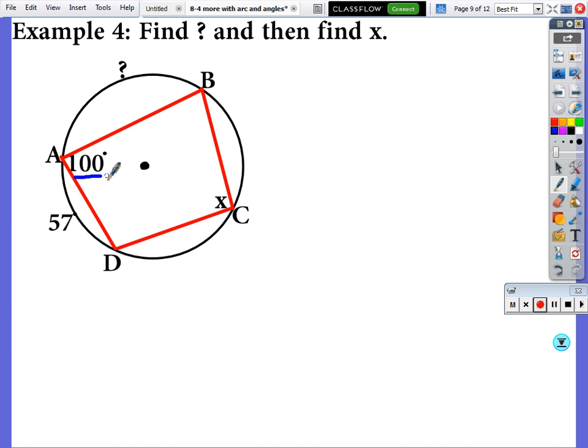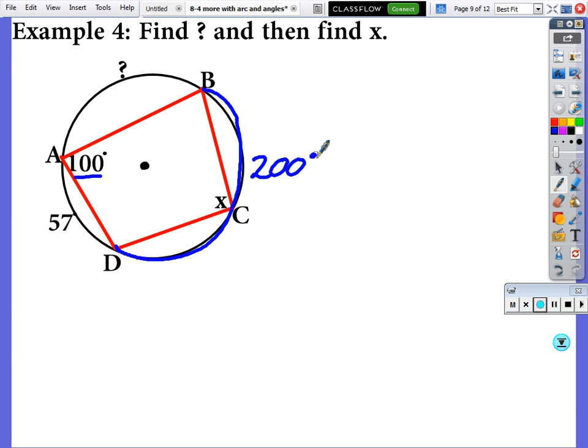That is an inscribed angle. So we know that that amount is half of its intercepted arc. The intercepted arc for 100 degrees is from here to here. So if our angle is half of the intercepted arc, then how much is our arc? 2 times 100, right? So it's going to be 200. So that blue arc is 200 degrees total.